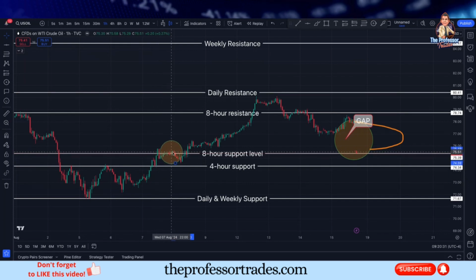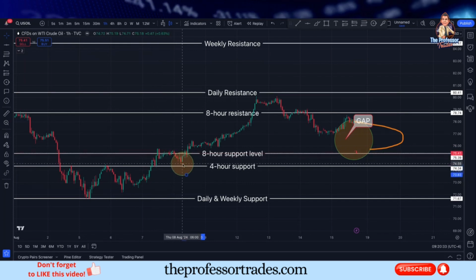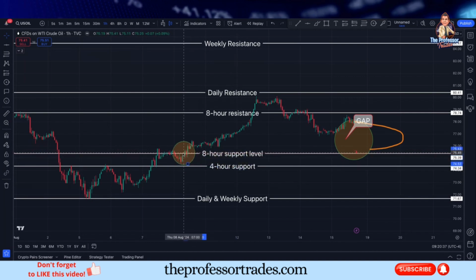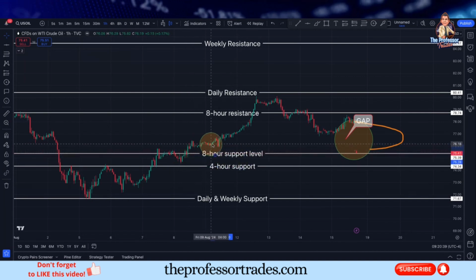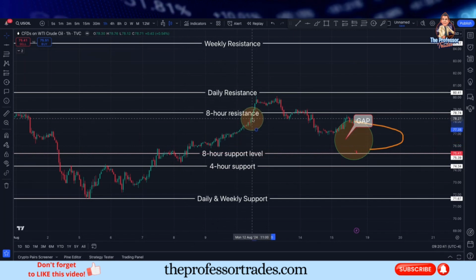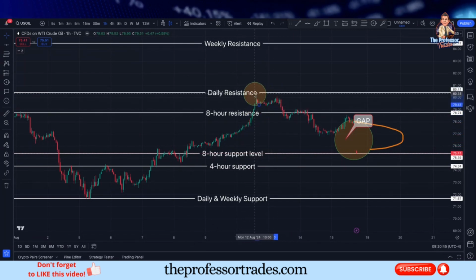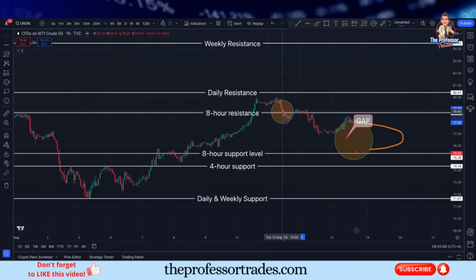Had a false move here, rejected, came back down. Here's the bullish engulfing candle, closes above this level, okay, and then continues up to where? To the next level, okay? This level closes, they go up to the daily resistance. We see rejection, we come back to this level.